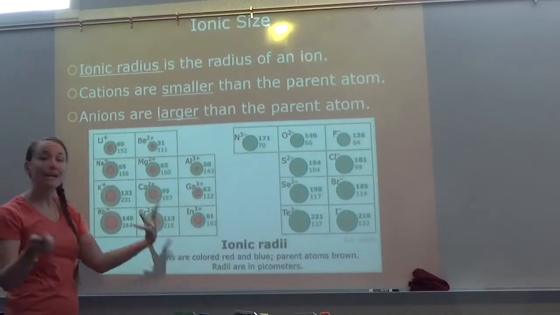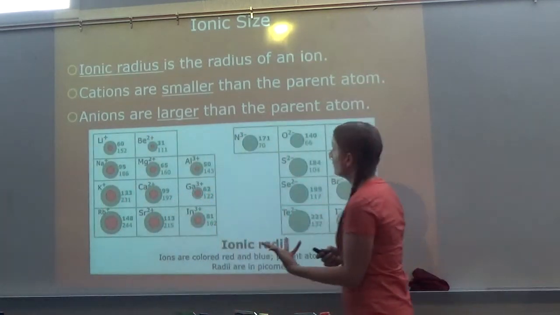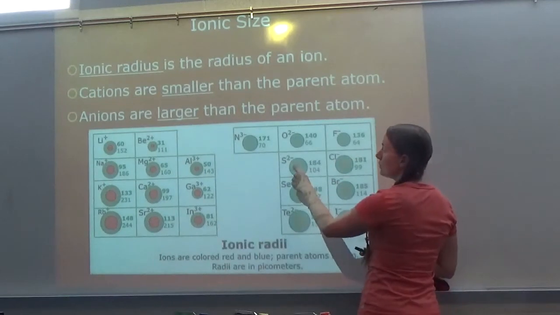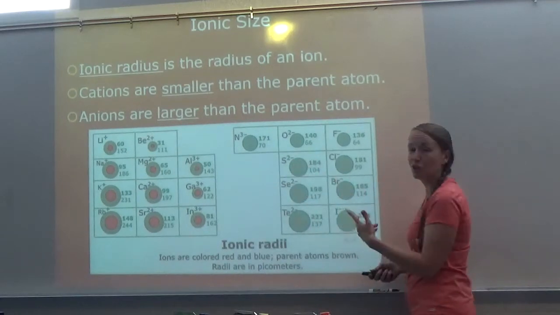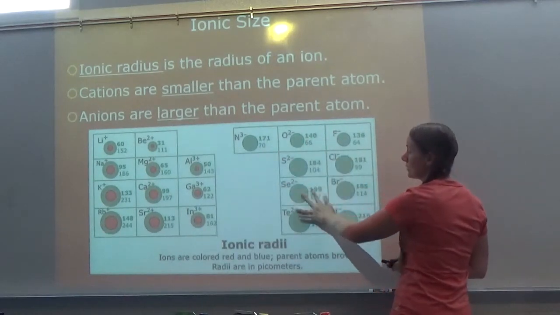Anions, which have gained electrons, are larger than the parent atom. So here we have sulfur. Its original size was this tannish circle, but once it gained 2 electrons, now it's gotten larger. So you can see all our anions are getting bigger.